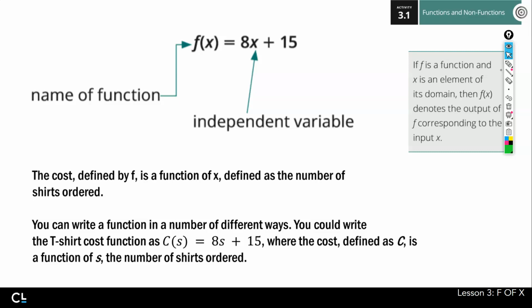You can write a function in a number of different ways. You could write the t-shirt cost as c of s equals 8 times s plus 15, where the cost c is a function of s, the number of shirts ordered. So you don't have to use f of x. You could define it a different way.